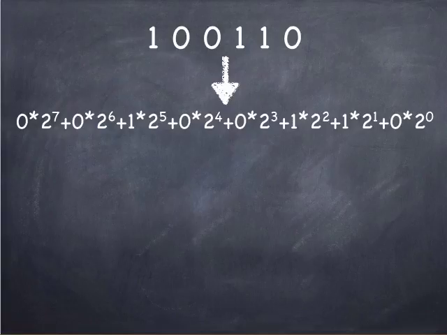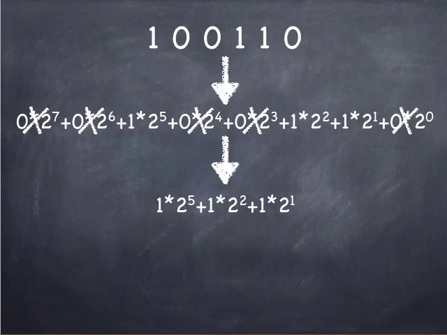Anyway, now binary is really easy because the mathematical rules tell us that any number times 0 is 0, and we're just adding the numbers together. So I really don't care about any number that's multiplied by 0, so I can ignore all of those and focus on just the ones that have 1s. So if I get rid of all the numbers that have 0, what I end up with is 1 times 2 to the 1, 1 times 2 to the 2, and 1 times 2 to the 5.